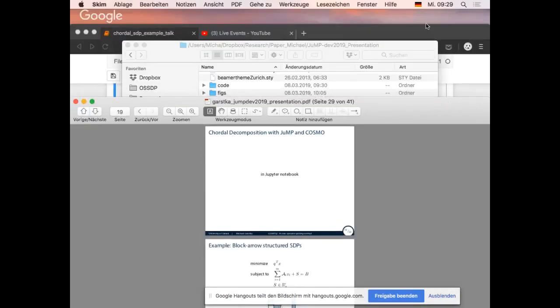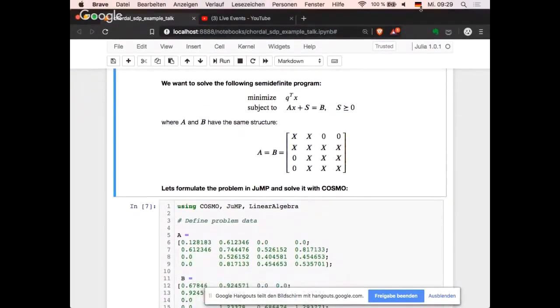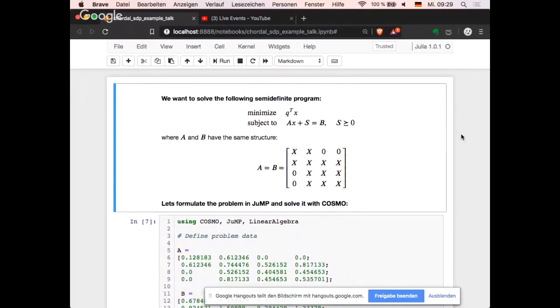So it's just a simple example. So assume you want to solve this problem with a linear cost function, and you have this one LMI constraint, AX plus S is equal to B, and S should be positive semidefinite. And then you're quite lucky because A and B have the same structure with these zeros in the top right corner and the lower left corner.